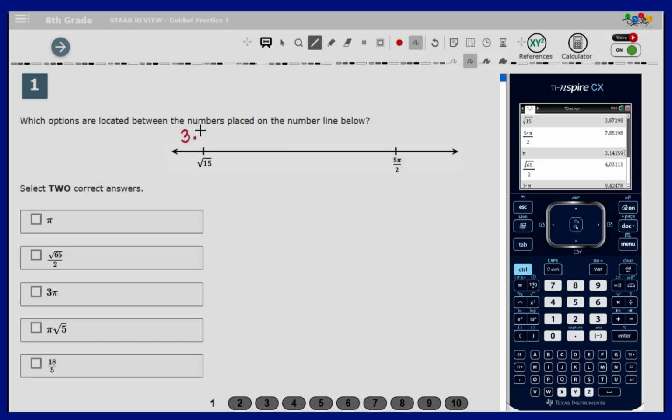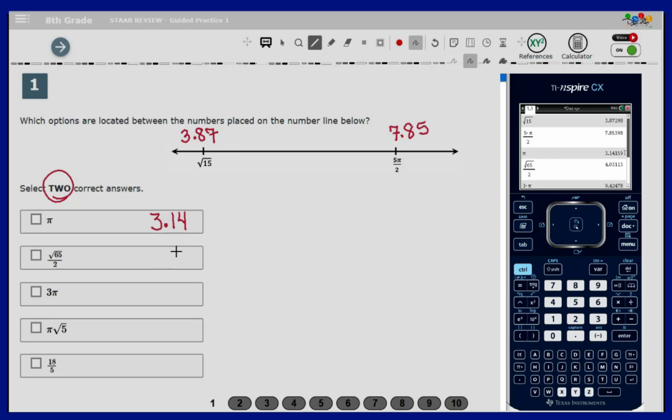So this is 3.87, and the last one over here is 7.85. I want to find two correct answers, so I need to find two numbers between 3.87 and 7.85. I think that's money; it will always help us on these questions. So pi is very close to 3.14. I know it's an approximation, but we'll just use that one.